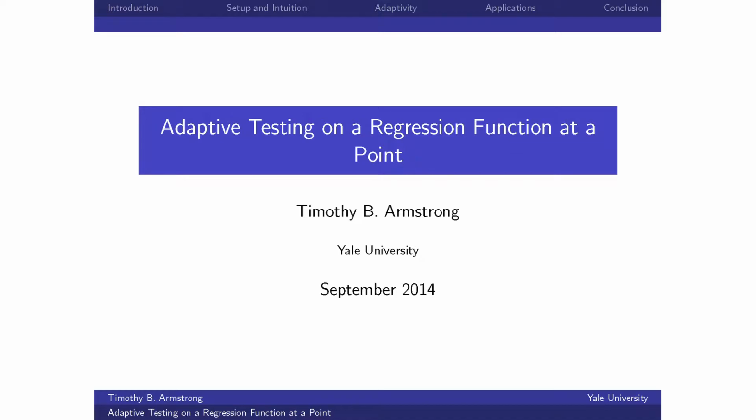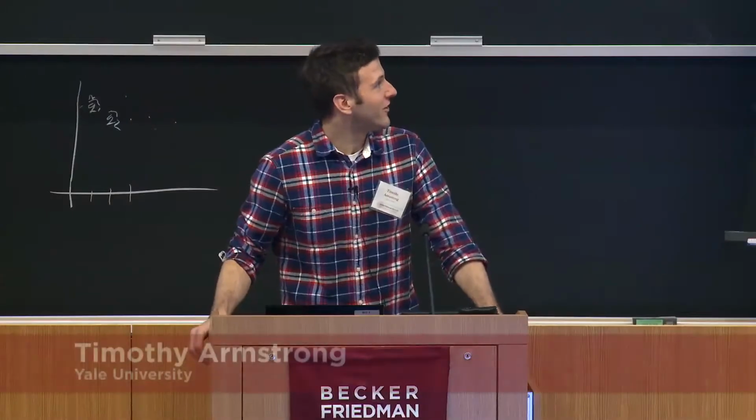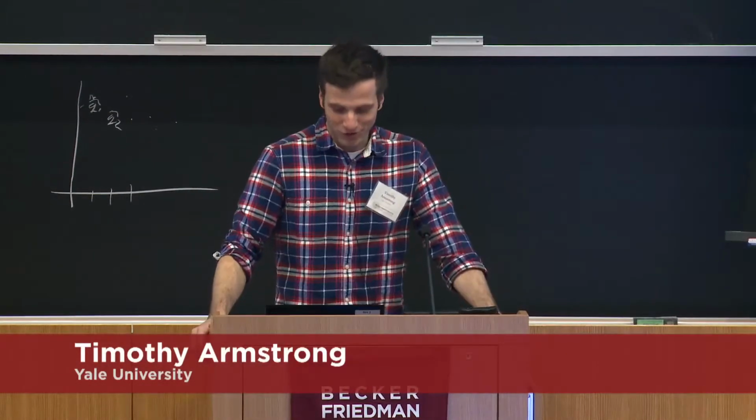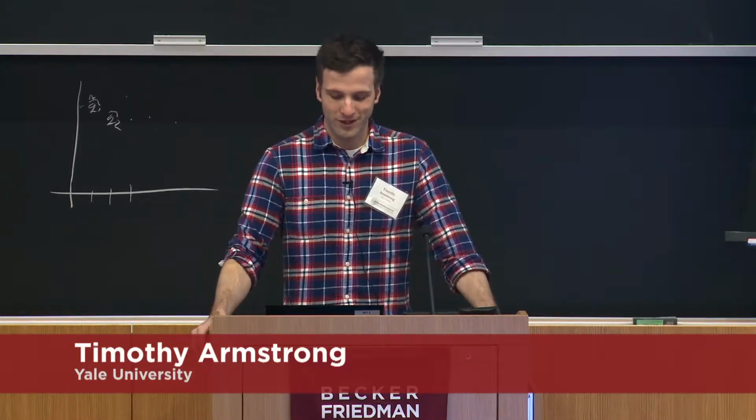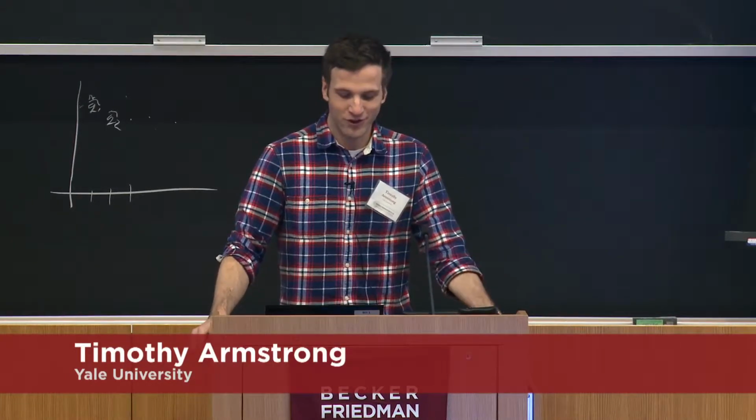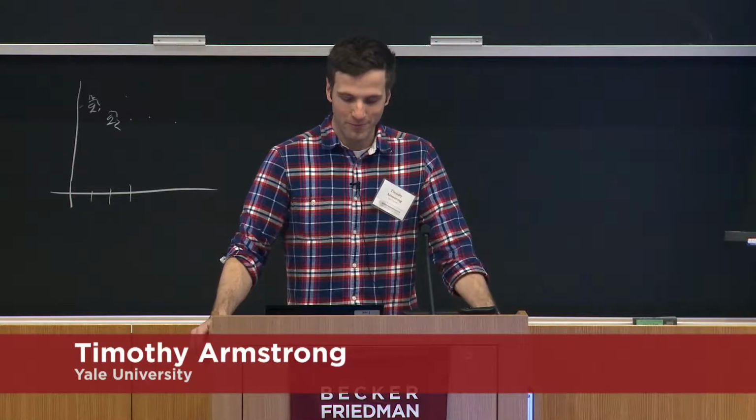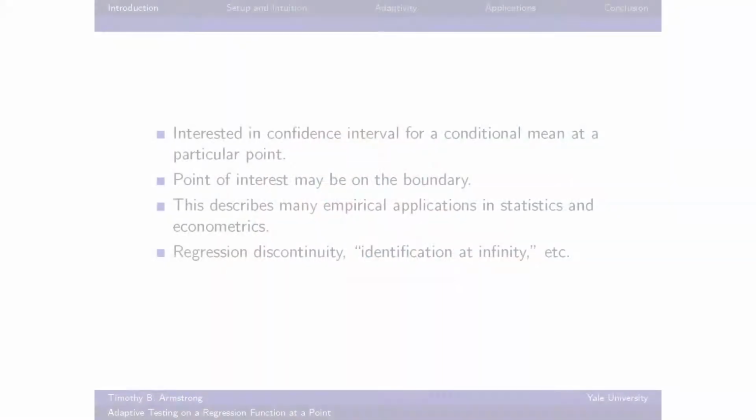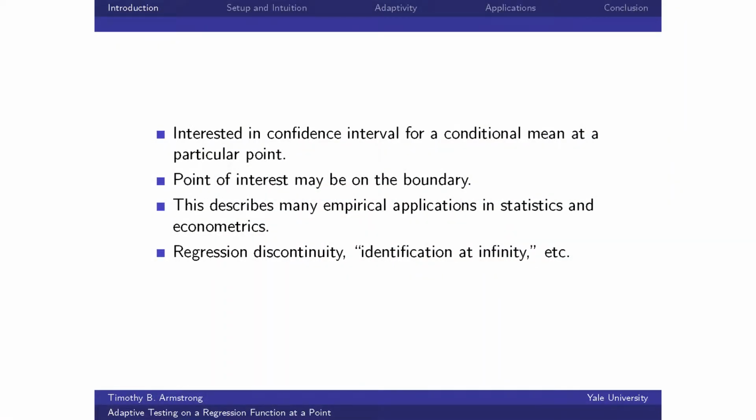This research is on adaptive testing on a conditional mean at a point. Here we're interested in a confidence interval for a conditional mean at a particular point. In particular, we're interested in the case where this point may be on the boundary. I think most people in this room are aware that this describes a lot of empirical applications in econometrics: regression discontinuity and the many applications that fall under the label identification at infinity.